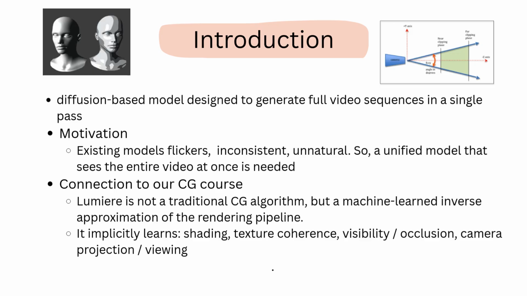controllable video output. Now, even though Lumiere is not a traditional computer graphics algorithm, there are no rasterizers, no ray tracing, no explicit BRDFs, it actually behaves like a machine learned inverse approximation of the entire CG pipeline. When we look at the results, we can see it implicitly learning concepts we studied in this course, such as shading, lighting, texture coherence, occlusion or visibility, or even perspective projection. It has no geometry or rendering equation, but it learns the appearance of all those phenomena through data. So this paper sits at a very interesting intersection between CG and generative AI.